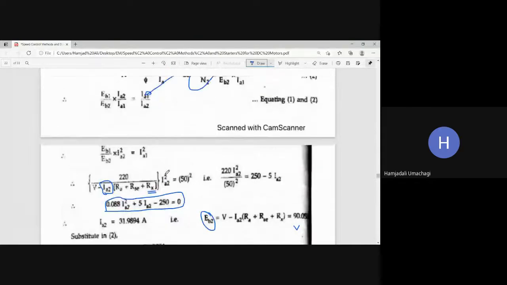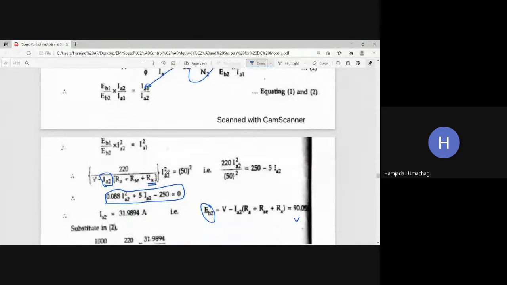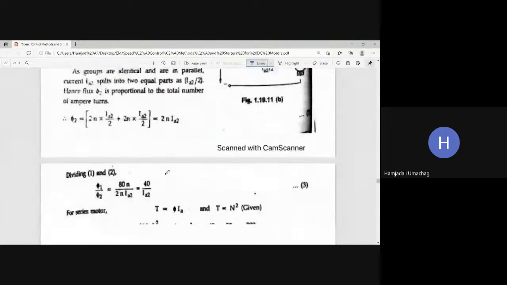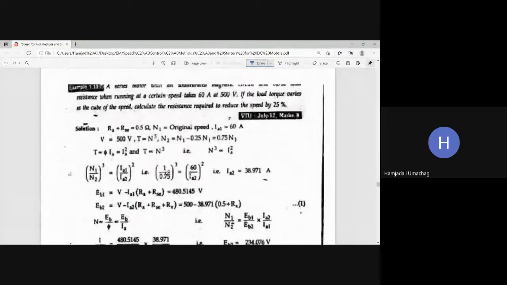Is it clear? So the machine which is running at 1000 RPM, if I add the resistance of 4.4 in series with the armature, then the speed changes from 1000 RPM to 639.87 RPM. Is it clear? Similar types of problems are given here, and all of these are important problems which will be asked in the final V2 exam. So you practice them. If you get any doubts, you can ask me.